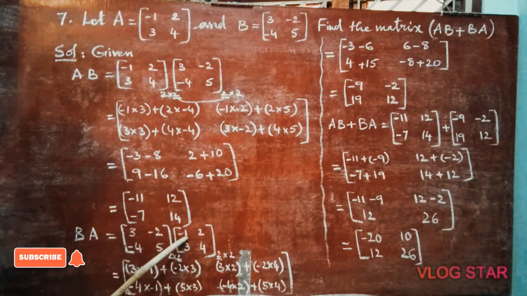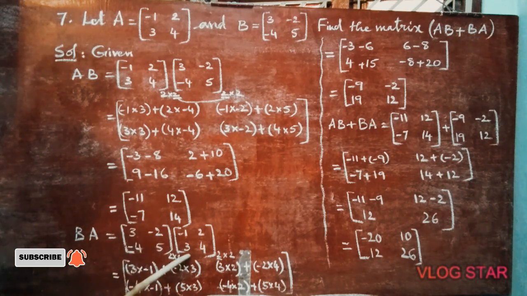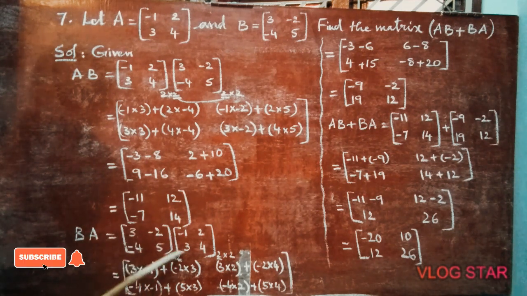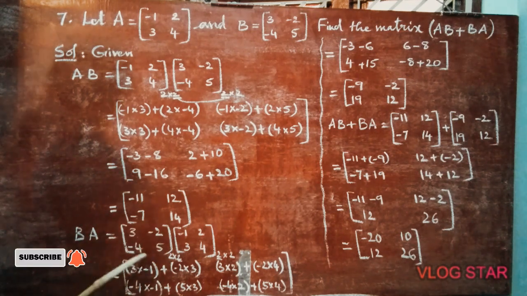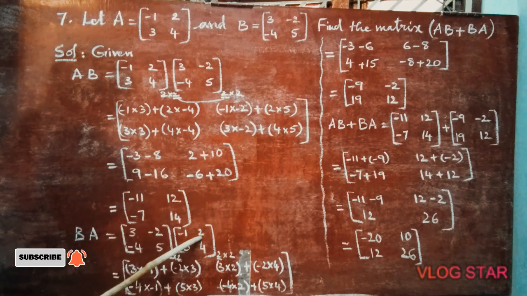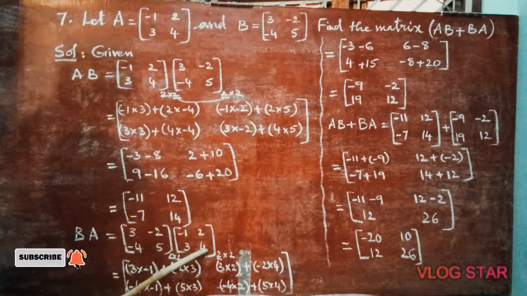3 into minus 1 plus minus 2 into 3. First element completed. Second element, 3 into 2 plus minus 2 into 4. Coming to the third one, second row with the first column: minus 4 into 1 plus 5 into 3. This is the third element. Fourth one, minus 4 into 2 plus 5 into 4.